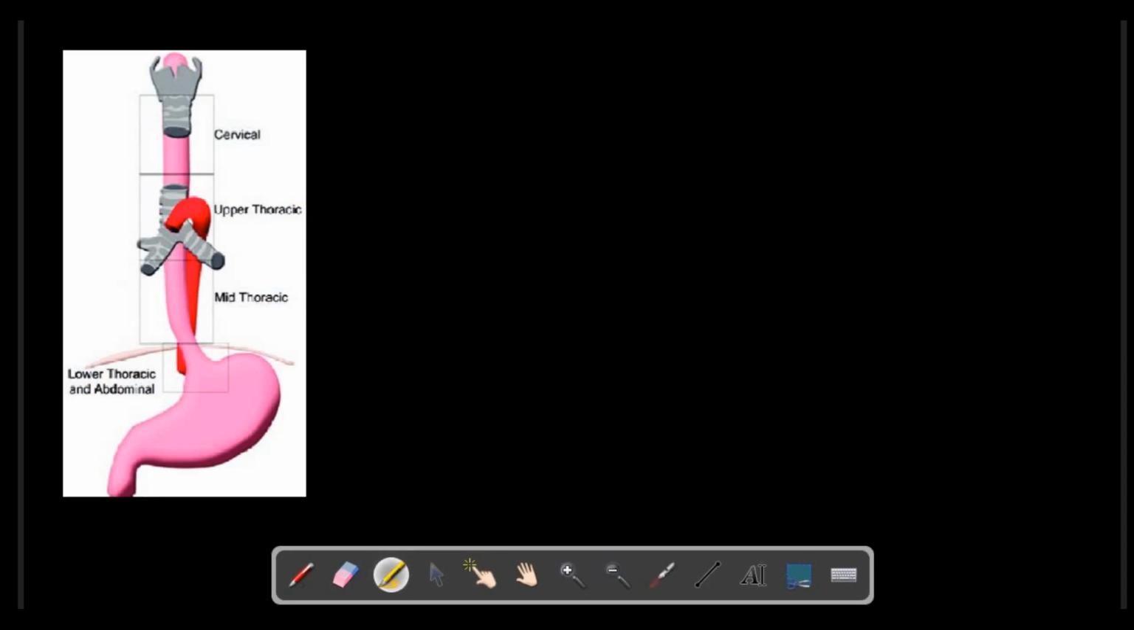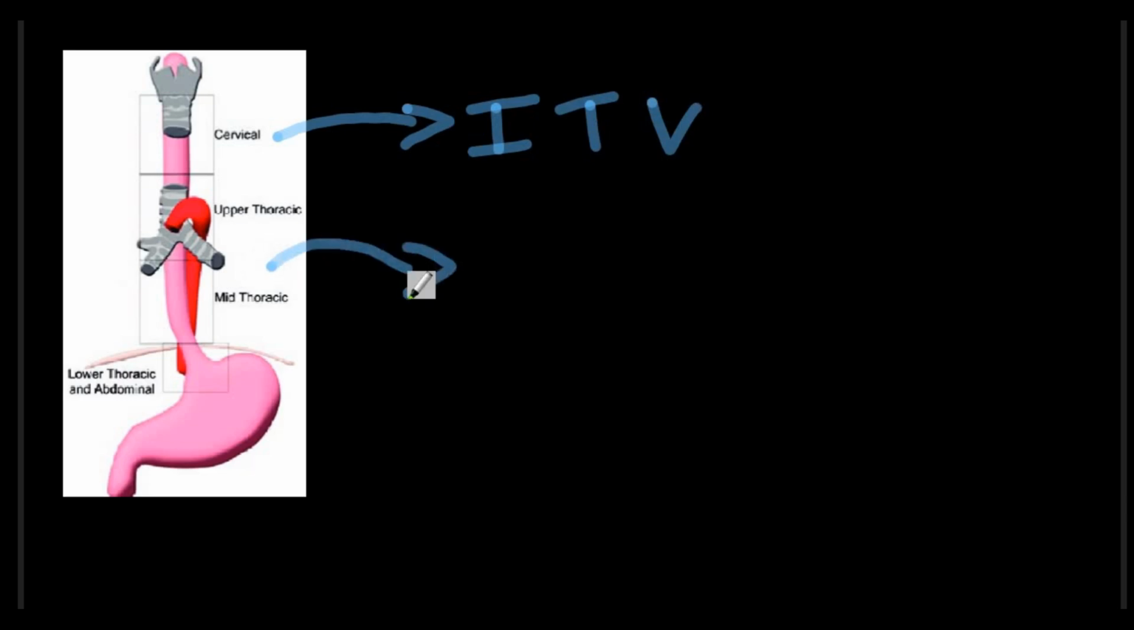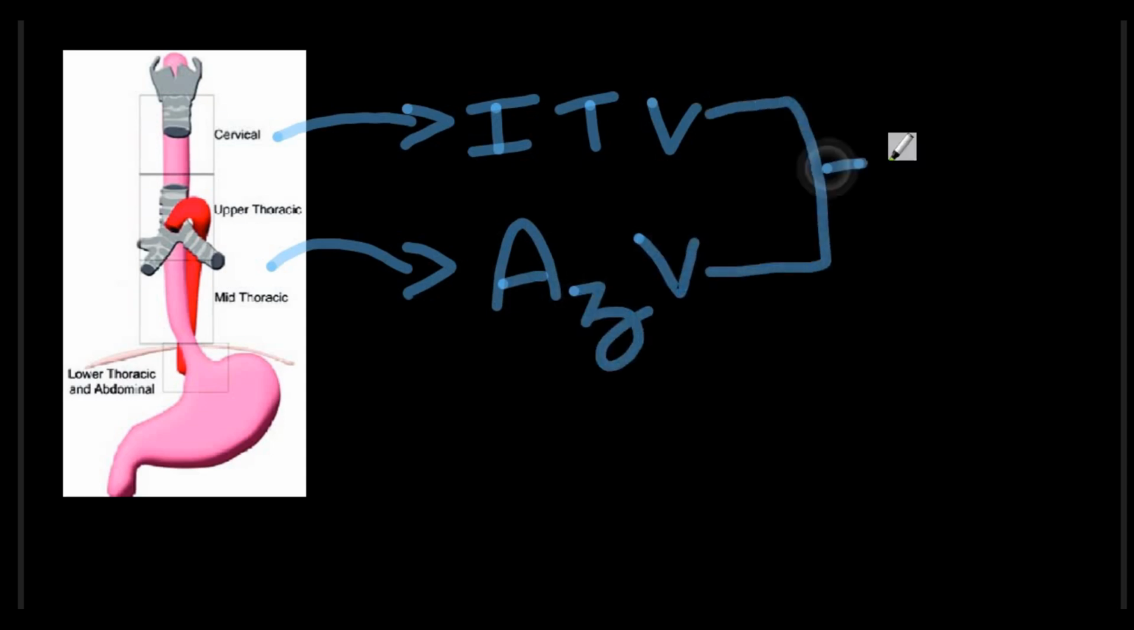And the blood supply is divided into cervical, thoracic, and abdominal supply. Firstly, we'll talk about the venous drainage of the esophagus. At the cervical level, the cervical esophagus is drained by the inferior thyroid vein. The thoracic esophagus is drained by the azygous vein, both of which drain into the superior vena cava.